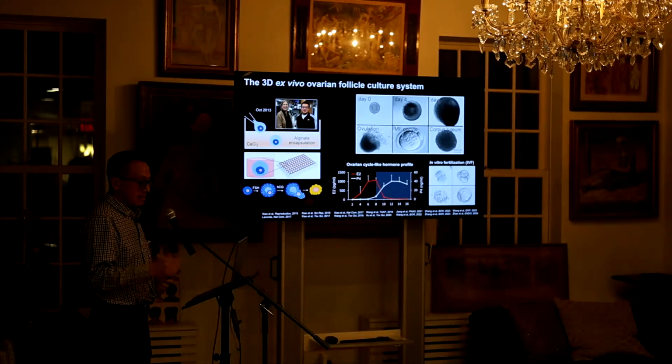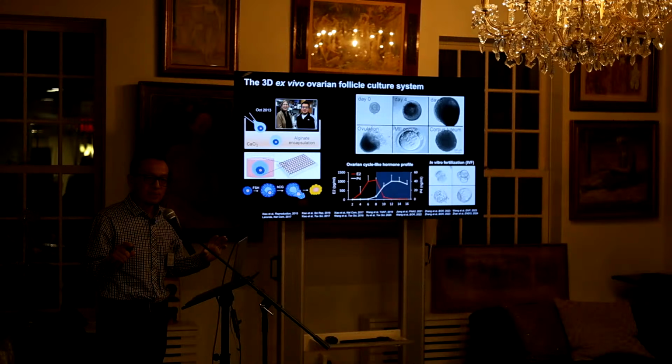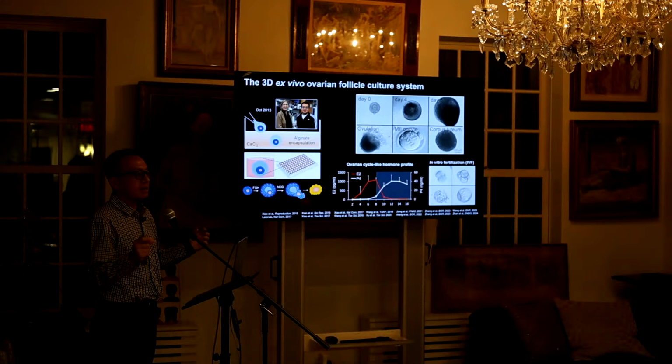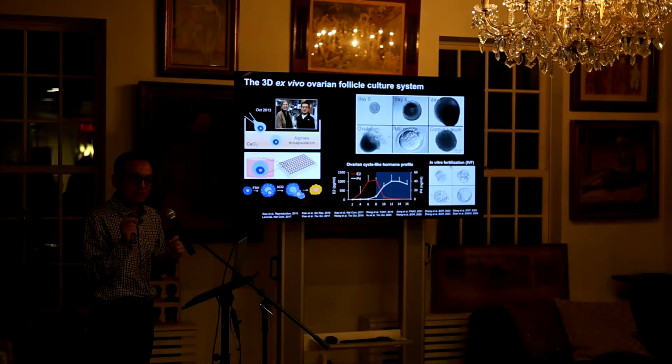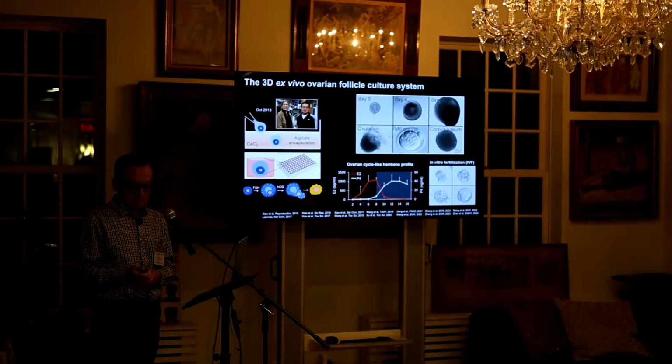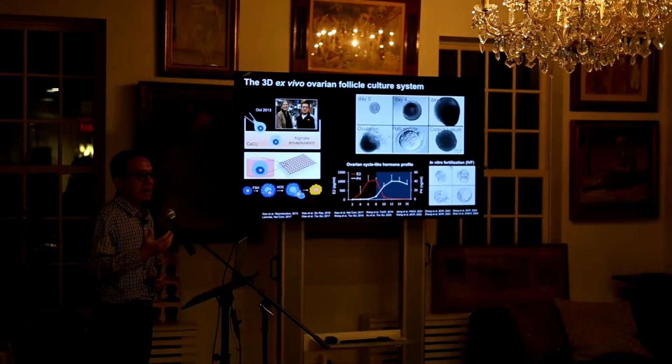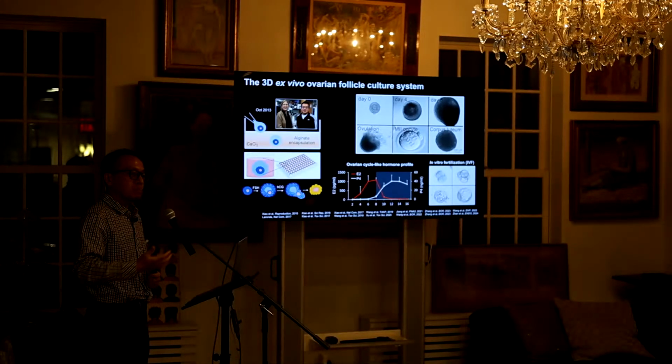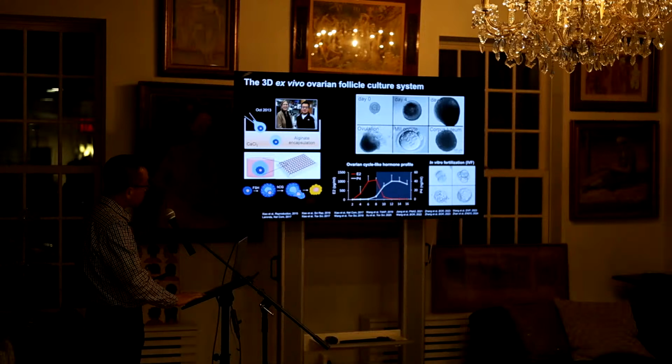But I want to be honest, if you culture follicles, on the endocrine level it's pretty happy and well controlled. But for the oocyte, the success rate is only 20%. That means the media recipe is still not what we have inside the body, so we still need to optimize the culture condition.